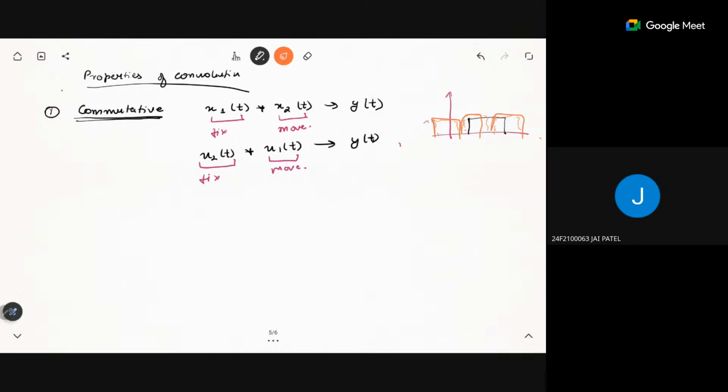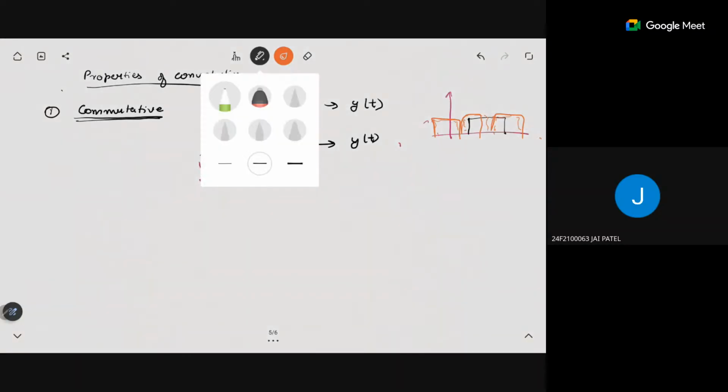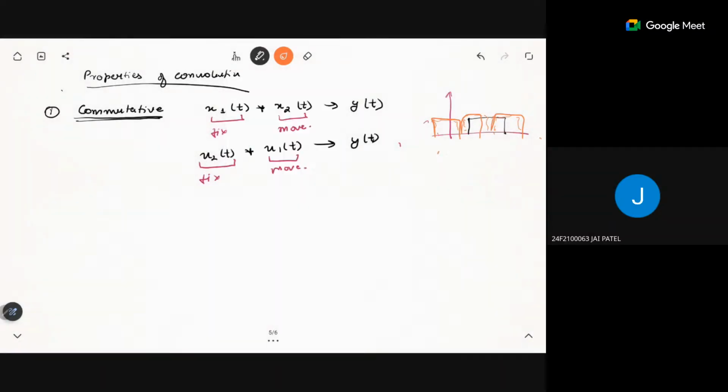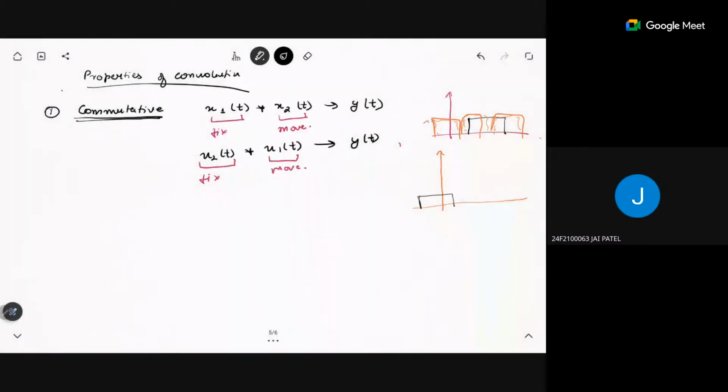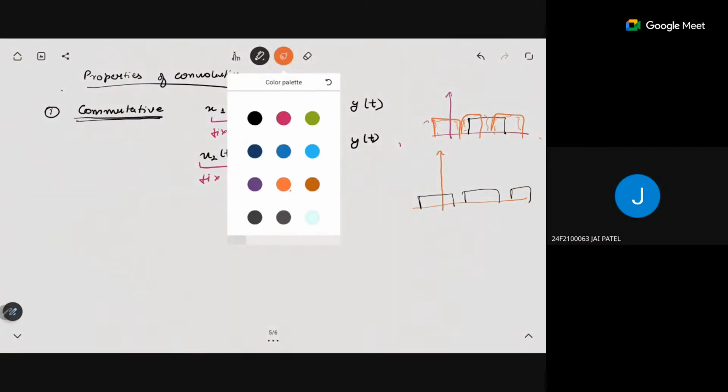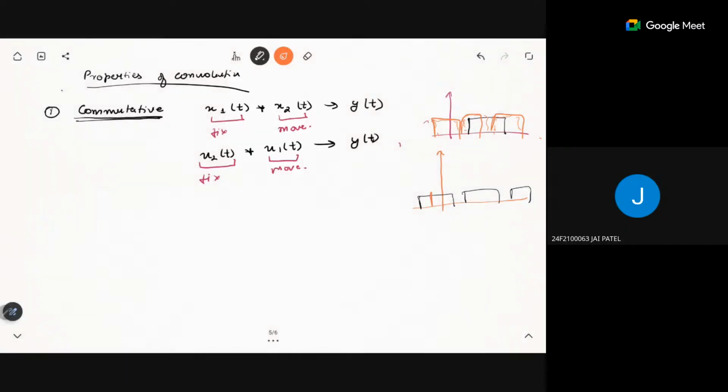So the orange one is sliding, but the reverse is also true: your black one can slide and the orange remains fixed. Suppose the orange one is this. Either way, the output will be y of t. So this is commutative.